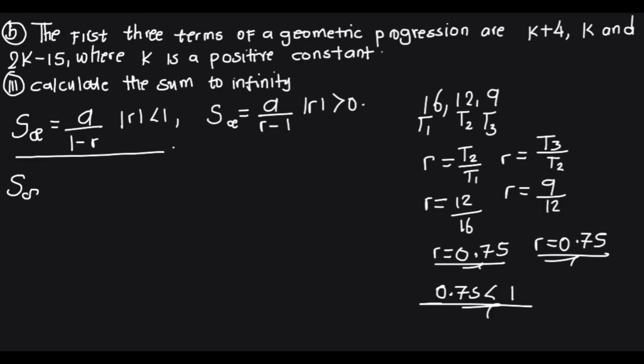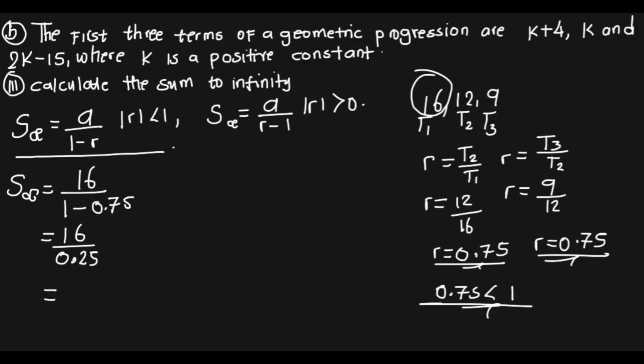So sum to infinity is equal to a, our first term in the sequence, 16, over 1 minus r. The common ratio is 0.75. So if we subtract 1 minus 0.75, we get 0.25. Then let's divide 16 divided by 0.25. Then I'm getting 64. So this is our final answer to this problem.